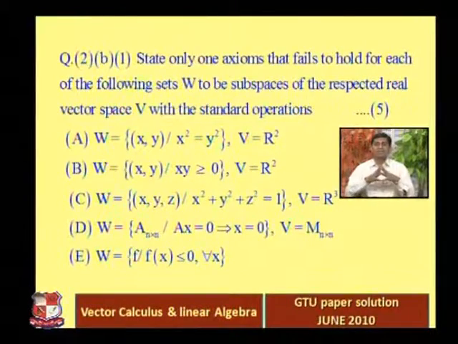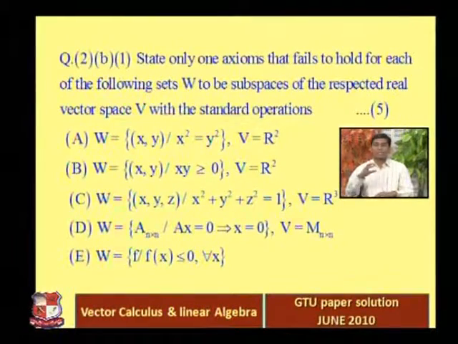Now just try to understand very carefully. We have 5 sets. You can see on the screen, the first 2 examples are subsets of R2. The third and fourth examples are subsets of R3. The fifth one is a subset of the set of functions, the set of nonnegative functions.